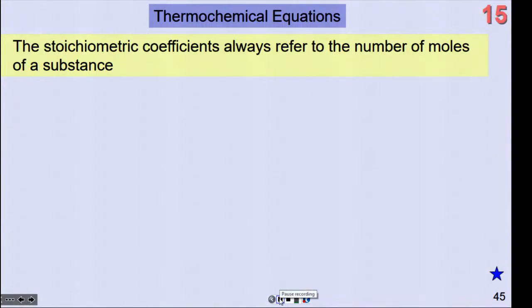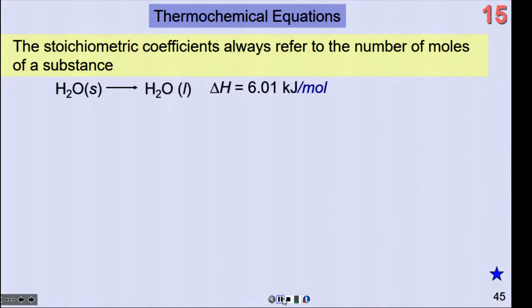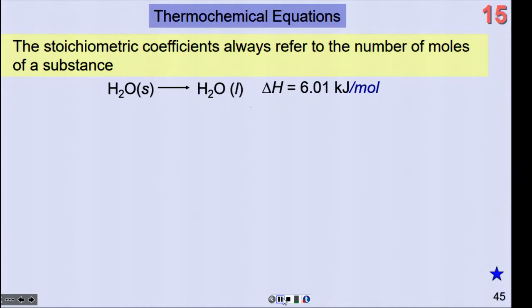So let's think in terms of how we use these values in thermochemical equations, and there's some nice generalizations here that will help you as you do some calculations. The stoichiometric coefficients always refer to the numbers of moles of a substance. We've done that, but we have to remind ourselves. For example, if you've got solid water turning into a liquid, the heat change is always interpreted per mole.